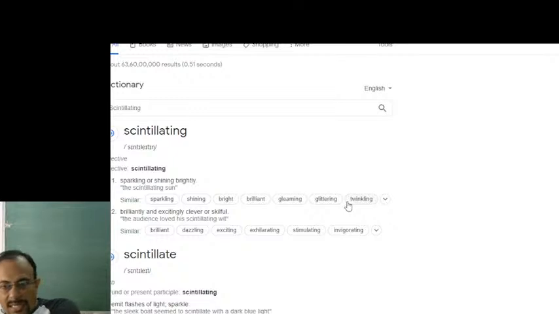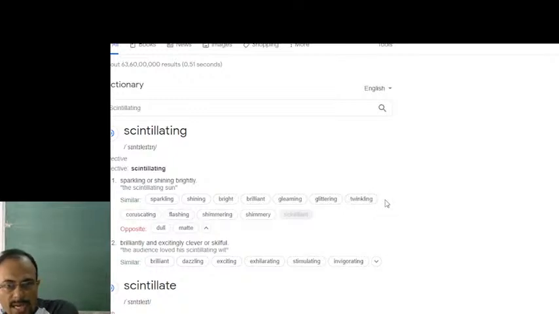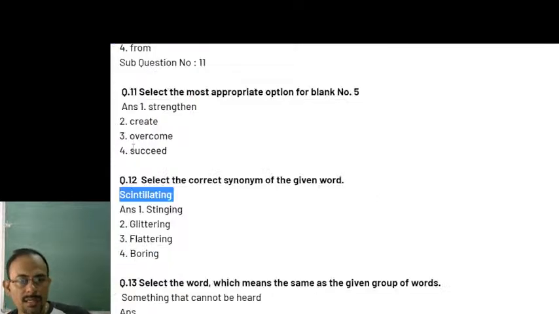Right? So, dear students, so many synonyms you are getting. Scintillating means sparkling, shining, bright, brilliant, gleaming, shimmering, flashing. Opposite is dull, matte. Let's see which one is the correct word now. I have told you, now you tell me which one is the correct option. Scintillating: stinging, glittering, flattering, boring.